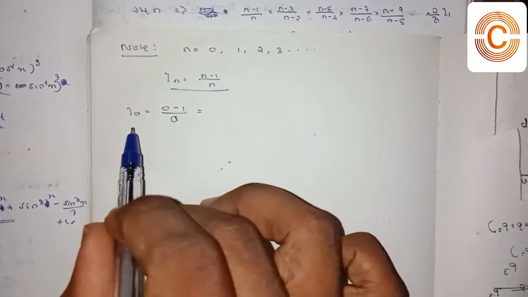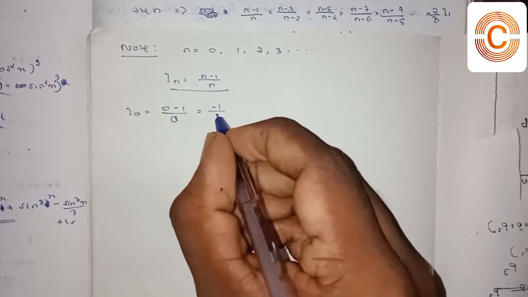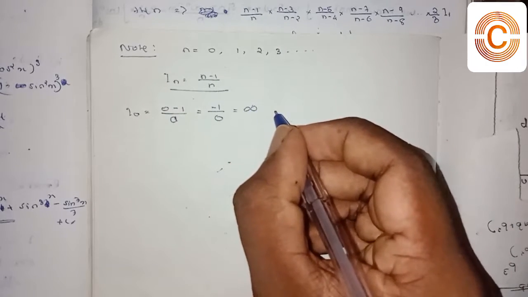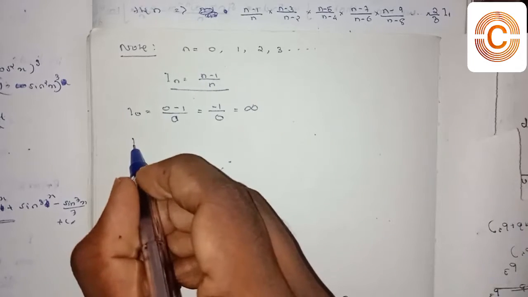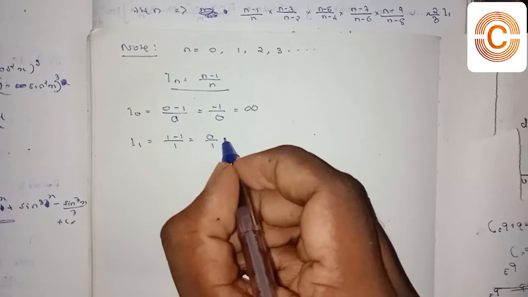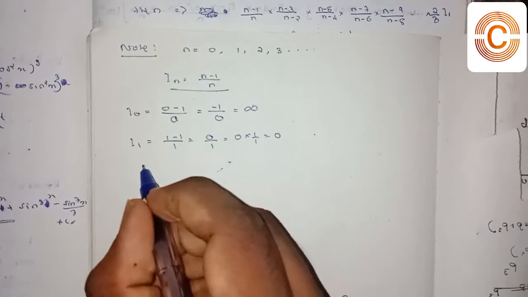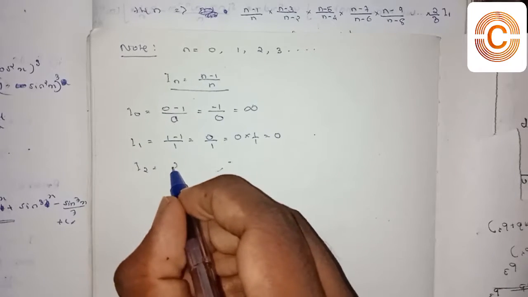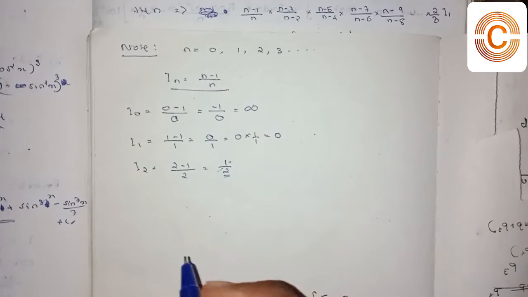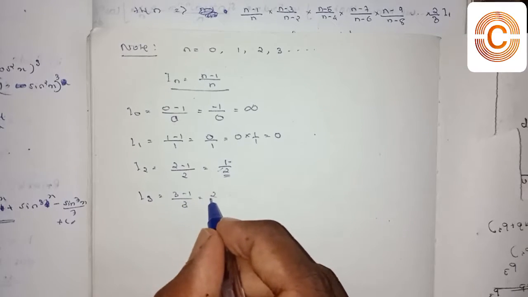When finding the solution for I0, which is equal to (0 minus 1) divided by 0, which is equal to minus 1 divided by 0, which is equal to infinity, or it is not a determined form. When finding I1, which means (1 minus 1) divided by 1, that is 0 divided by 1, that is equal to 0. When finding I2, which is equal to (2 minus 1) divided by 2, which is 1 by 2. And finding I3, I3 is equal to (3 minus 1) divided by 3, which is equal to 2 by 3.